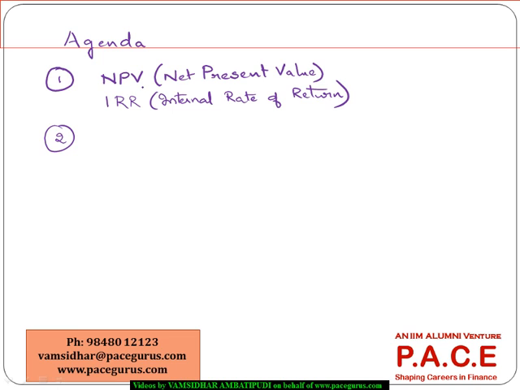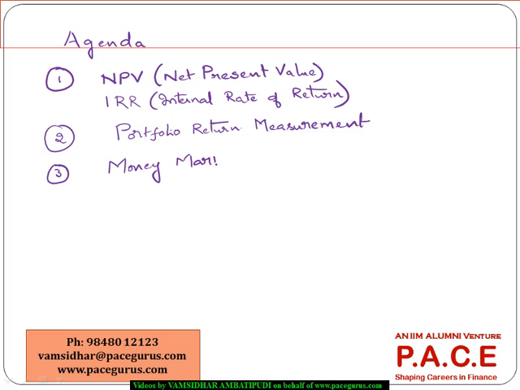Then we'll try to see the applications relating to portfolio return measurement, which again uses the concept of discounted cash flows or time value of money. And I would also like to look at another concept relating to the yields on the money markets. So three major dimensions I would like to cover as part of this session. Initially I'll start off with the net present value.